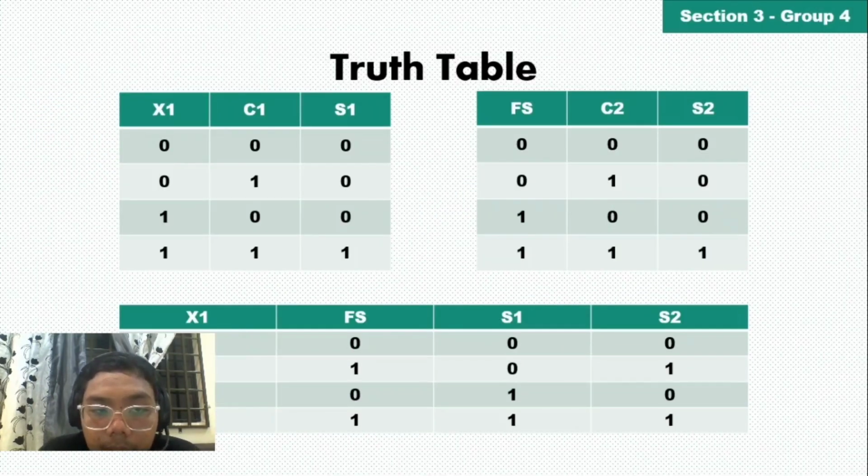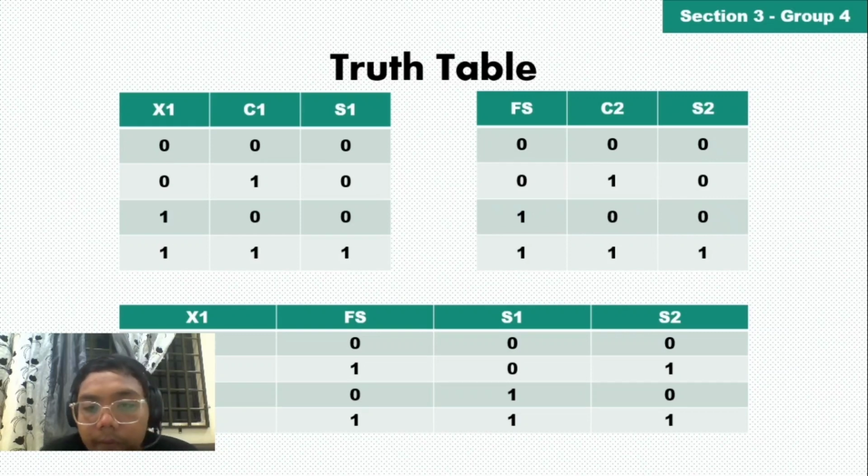We have two inputs here, which are assigned as X1 and FS. For the first one, X1: when X1 is 0 and C1 is 0, S1 will become 0. When X1 is 0 and C1 is 1, the output also becomes 0. If X1 is 1, having the signal, and C1 is 0, the output is still 0. But if X1 and C1 are both 1, then the output turns to 1.